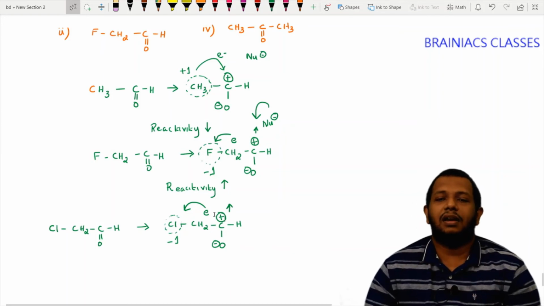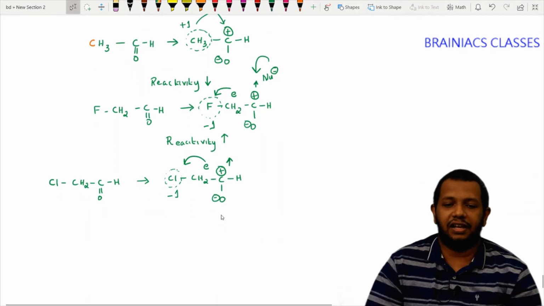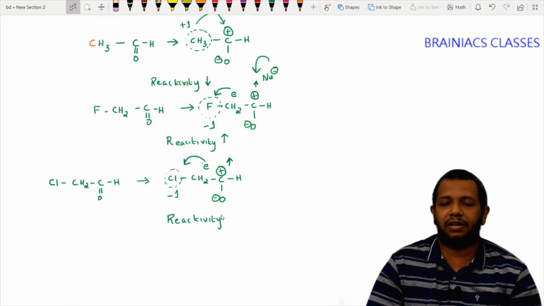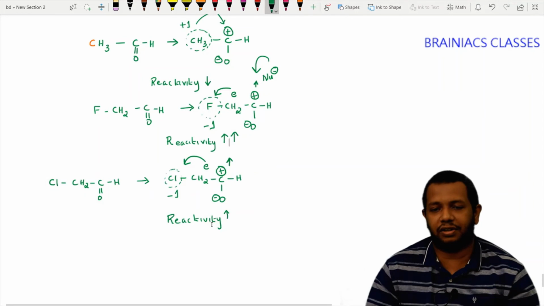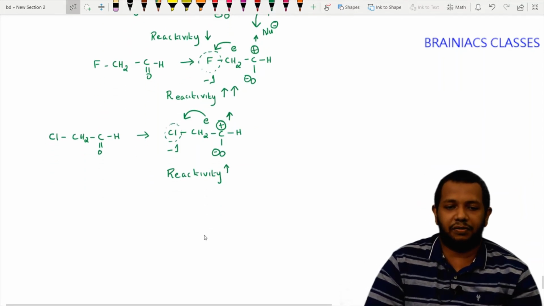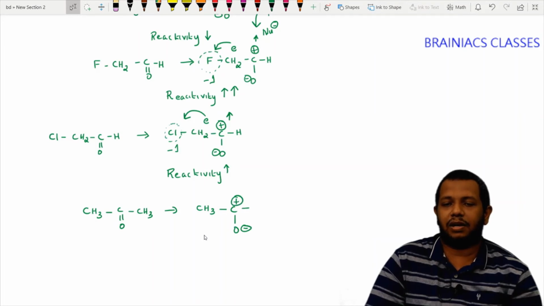Okay. Now we will go to the last one. So I can generally say here also the reactivity, what happens to the reactivity? It is increasing, but here it is increasing more. So I will put two arrows here. Now comes the last one, where you have acetone, CH3, C double bond O, CH3. Now tell me, analyze this. You could see here CH3, this is becoming C-O minus and this is becoming plus, and here you have CH3.